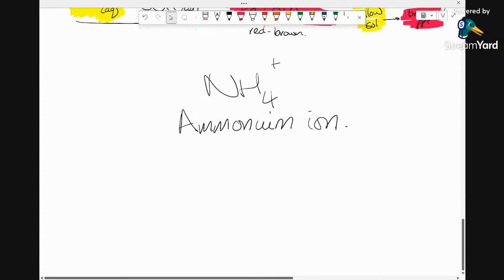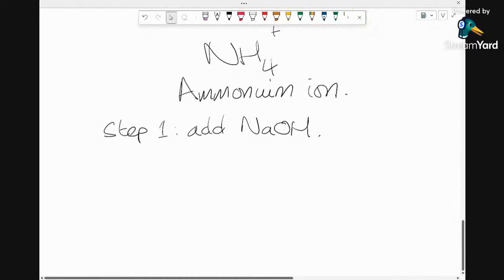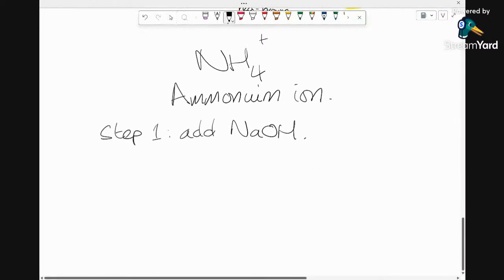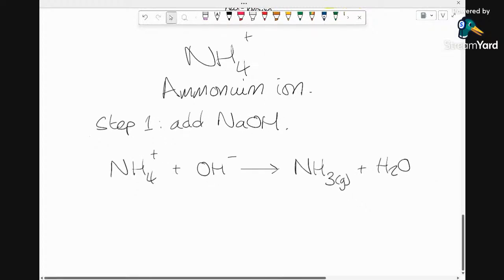Now this one is a 2-stage process. Step 1 for the test of this is to add sodium hydroxide, NaOH. Here's the equation for what is happening. The ammonium ion reacts with the OH minus ion to turn into ammonia gas and water. This is an interesting test because it's an acid-base reaction. The ammonium is acting as an acid and the OH is acting as a base, and it's forming ammonia gas.